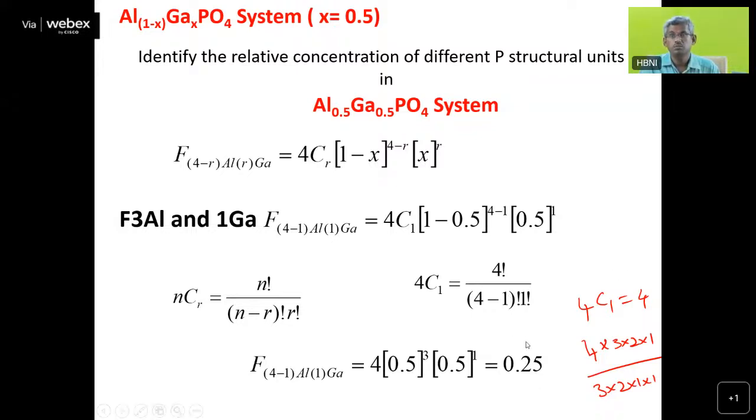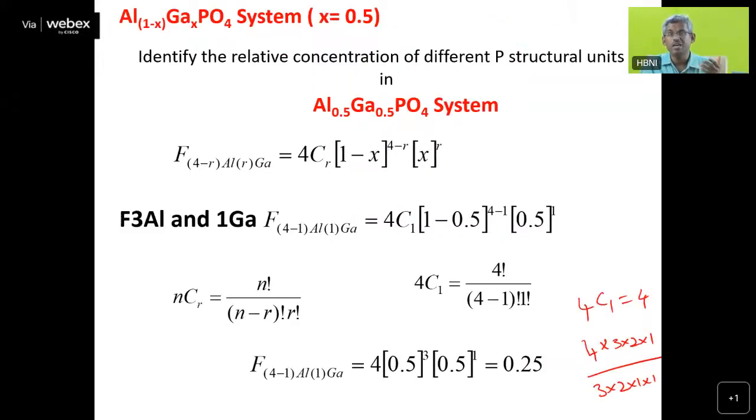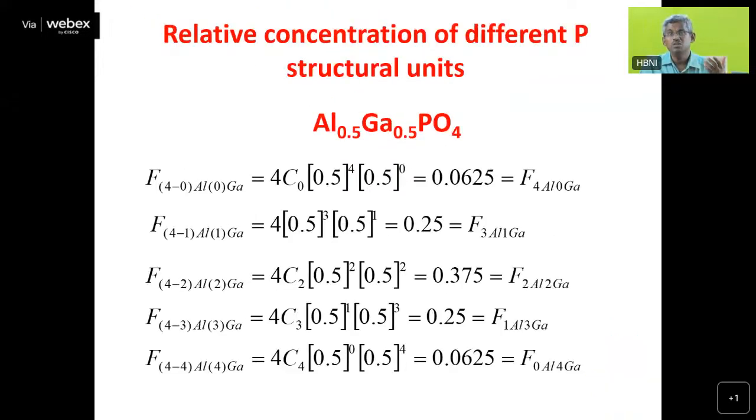Now let me see the other one. I suggest you repeat this, because I have already given you the calculation for 3 aluminium and 1 gallium. Similarly, you can calculate for 4 aluminium and 0 gallium, because 4 aluminium is there means it is satisfied, 0 gallium. So it is nothing but 4C0 into 0.5 to the 4 into 0.5 to the 0, and you will get 0.0625. This is the fraction of the phosphorus structural unit with 4 aluminium and 0 gallium as near neighbors. Remember, it is for a particular composition, 50-50, 0.5 gallium and 0.5 aluminium.